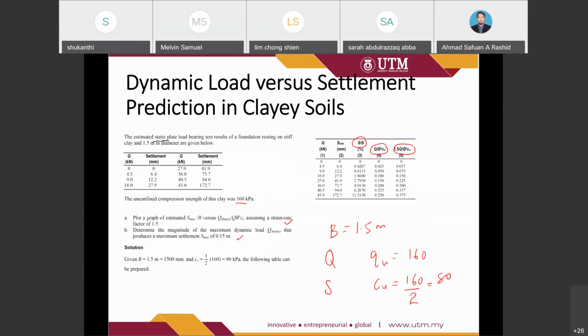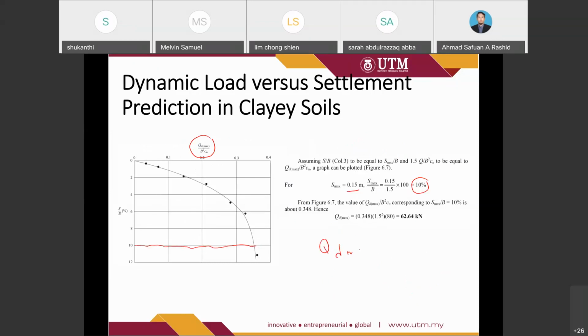From there, we can estimate the value for the dynamic loads, where QD max over B square CU is equal to 0.348. To get the value of QD max, it is 0.348 times 1.5 squared times 80. The result for the maximum loading under a dynamic condition is 62.64. So that is an example of predicting settlement based on the Handela and Jackson approach.